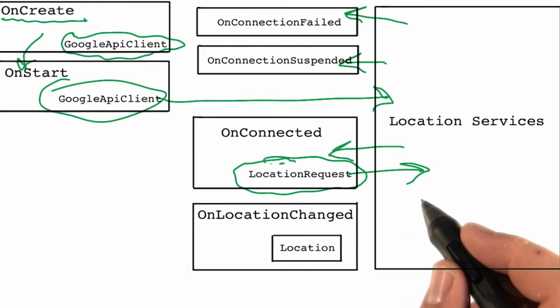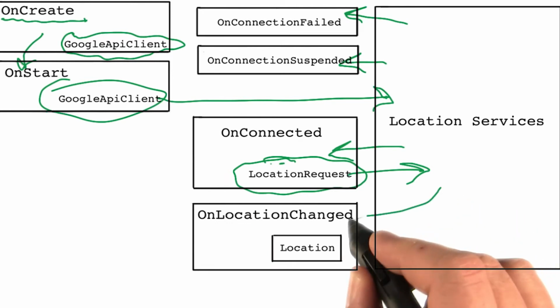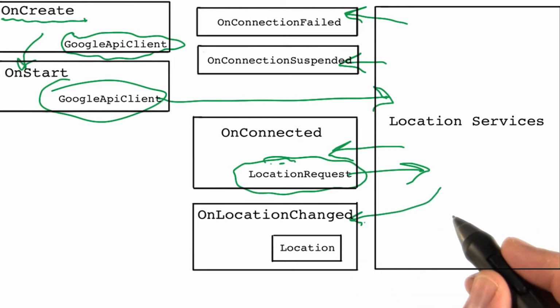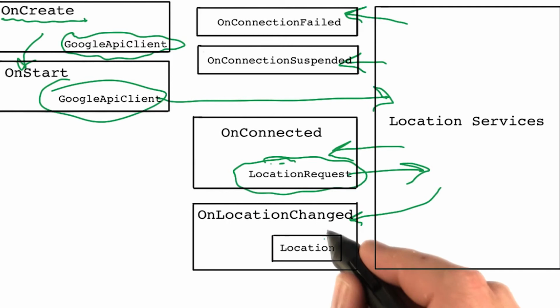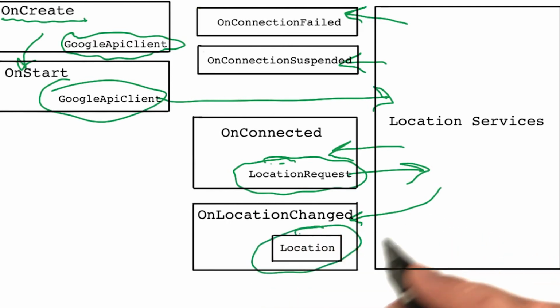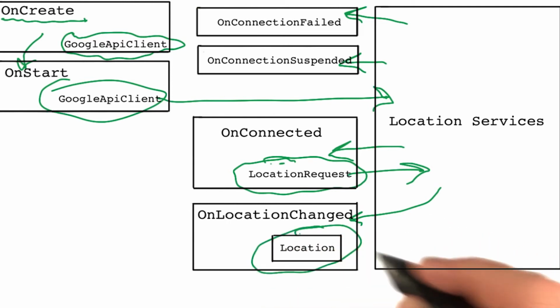Now, when the location services see a new location for the device, they will then give a callback to onLocationChanged. And this will give you a location object. This object you can parse for details about the location, such as the latitude and longitude.